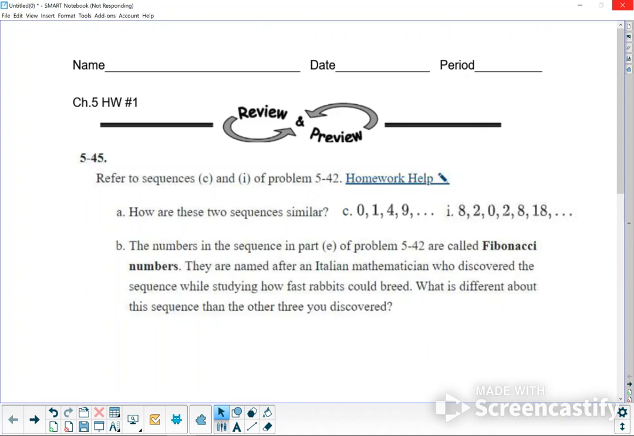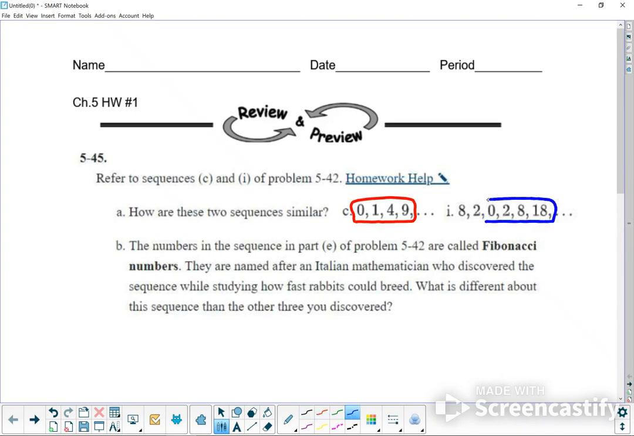So the sequence for C is going to be 0, 1, 4, 9. And then the second sequence is going to be 8, 2, 0, 2, 18. So how are they similar? You notice it matches along with this part right here. Well, this one is 2 times as much as this one. So it's 2x as much.